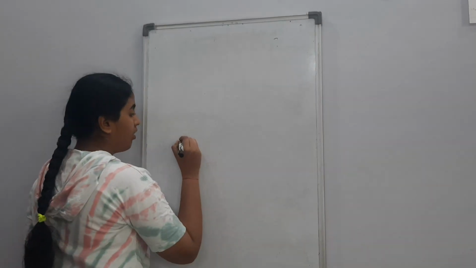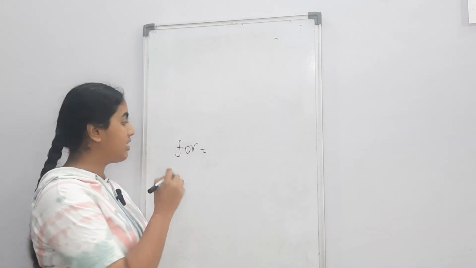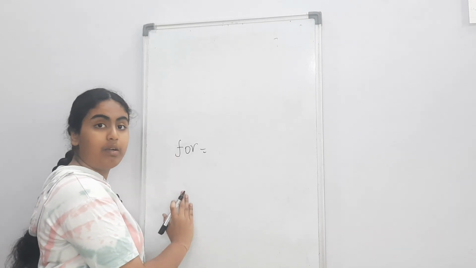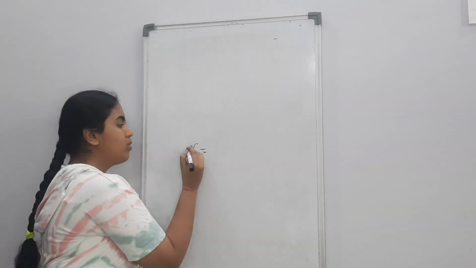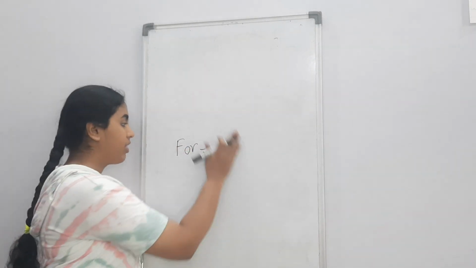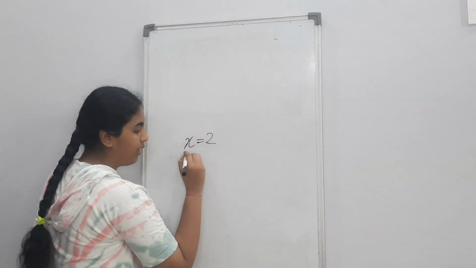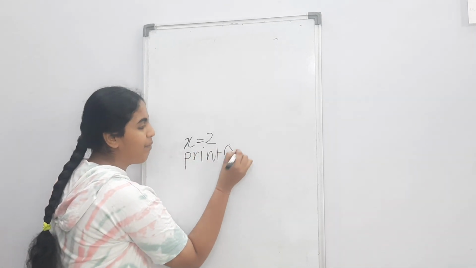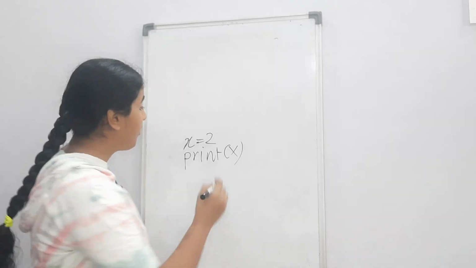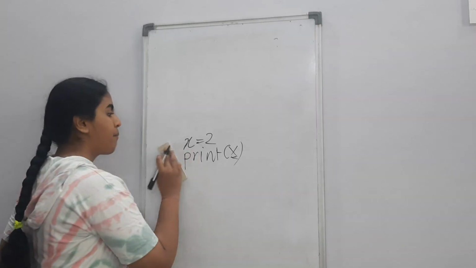Okay, then Python is case sensitive. So if you were to write, let's say, For as an identifier, since it is case sensitive and this is a keyword, you won't be able to use it. But if you use this as for, then you won't have a problem, because this can work as an identifier. Similarly, let's say you give the value to small x as 2, but in the print statement you say print capital X. It will give you an error of x not defined, because we have given the value to small x, not capital X.